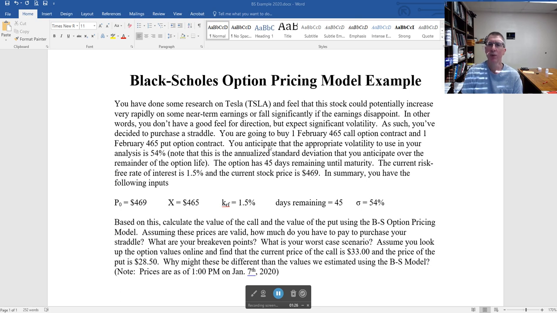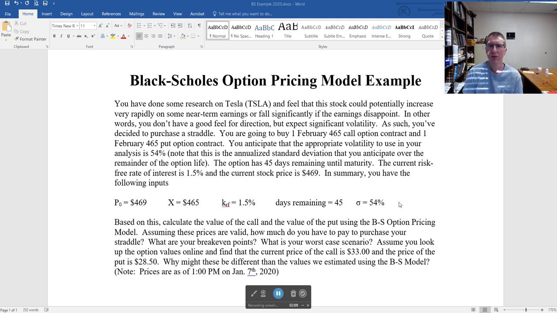And we anticipate that the appropriate volatility to use in our analysis is 54%. Note that 54% represents the annualized volatility over the next 45 days. The current risk-free rate of interest is 1.5%, and the current stock price is $469. Note that I took a lot of these values from January 7th, 2020 when I made this example. These videos are around for a long time, so it might be 2025 and these prices might look absolutely ridiculous. Doesn't matter, this is just an example of how to go through the calculations.